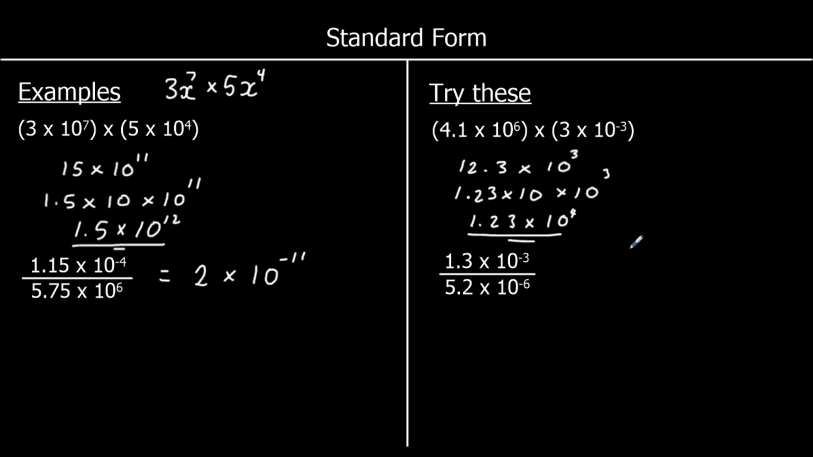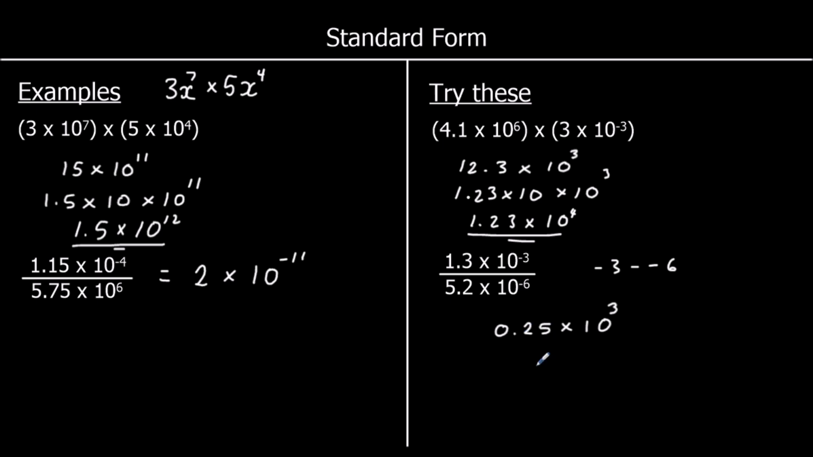And the last one, I'm going to do it without a calculator. You could do it with a calculator. I've got 1.3 divided by 5.2. That's a quarter, it's 0.25. Ten to the power of minus 3 divided by 10 to the power of minus 6. So I've got minus 3, take away minus 6 in the powers. When we take away a negative, that's the same as adding. So minus 3 plus 6 is 3. So I've got 0.25 times 10 to the power of 3.